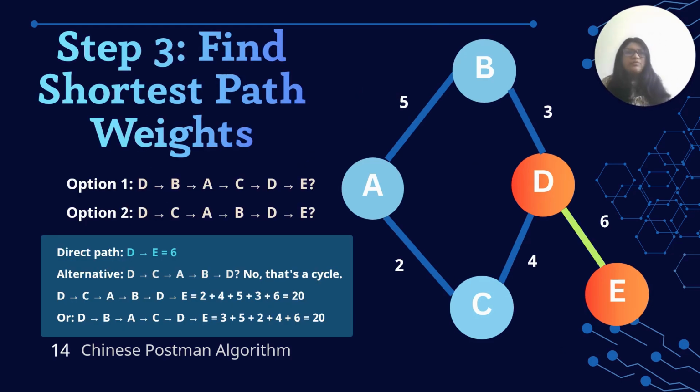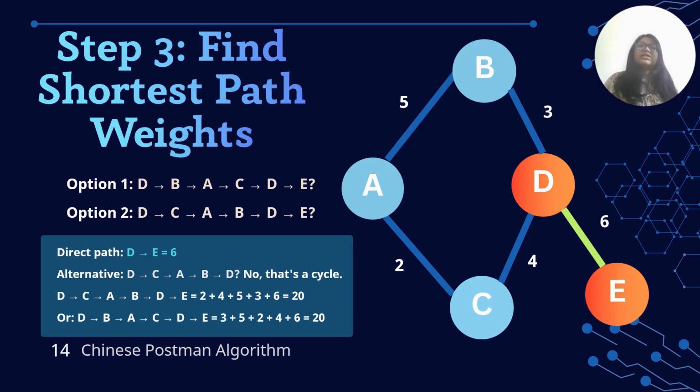Alright, step 3. We need to find the shortest path between our 2 odd vertices, D and E. How do we do that? Let's look at the graph. Is the shortest path option 2? D to C, C to A, A to B, B to D, and then D to E.